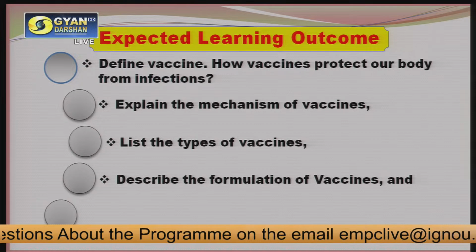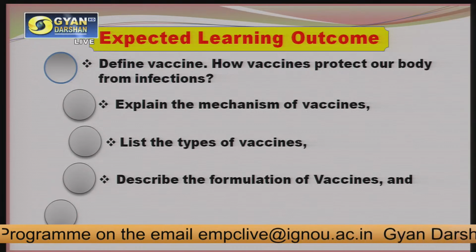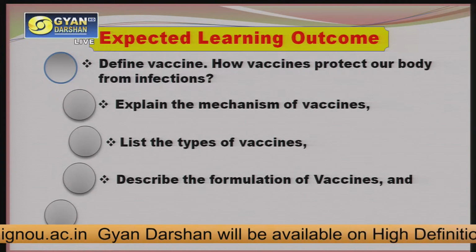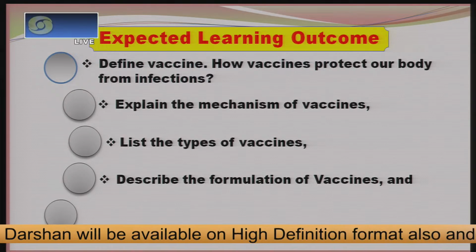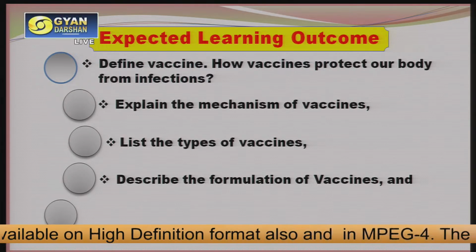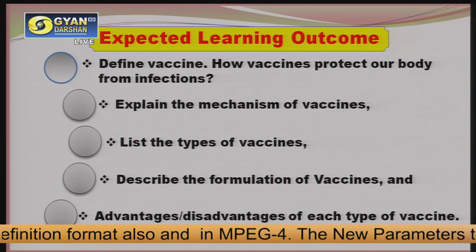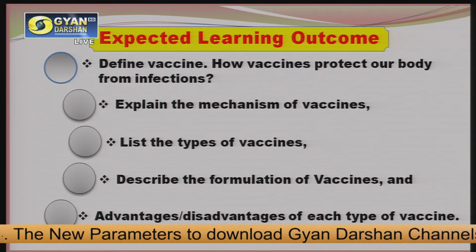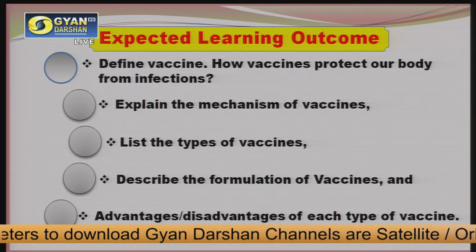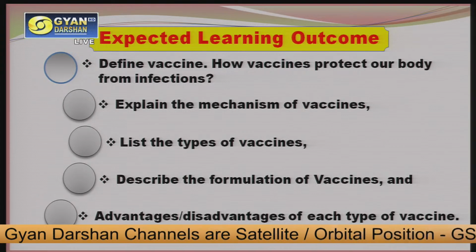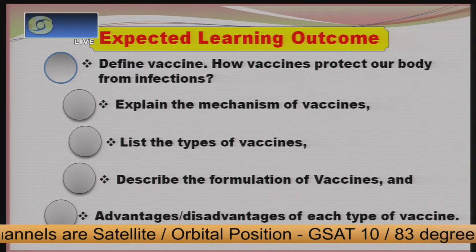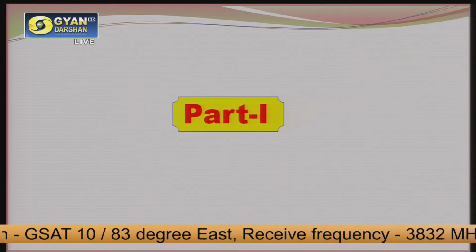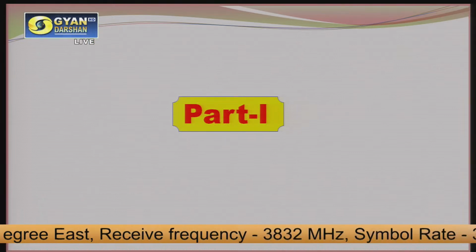After finishing this session, you will be able to describe the formulation of vaccines. There are various formulations of the vaccine, and we can mix various adjuvants in the vaccines. You will also be able to discuss the advantages and disadvantages of each type of vaccine. So these are the expected learning outcomes of this session. My session is divided into two parts, part first and part second. So I want to continue with part first.